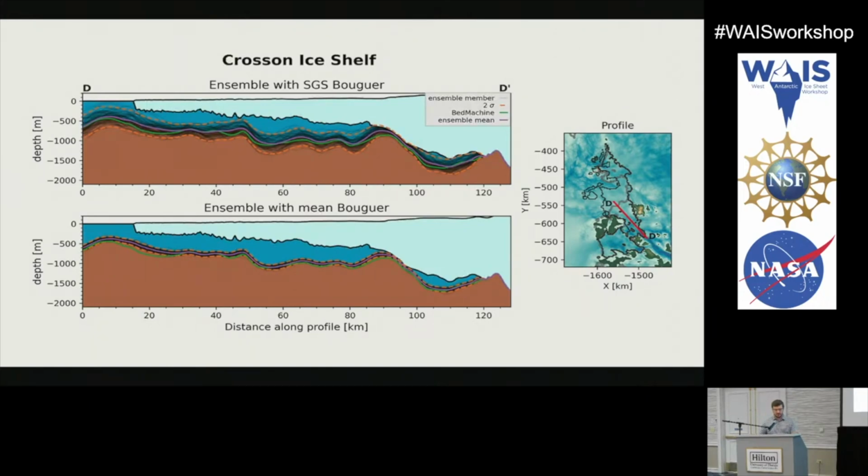But the thing that I really want to leave you with is that, the really important thing here is that now we have a bunch of different bathymetry models, which is sampling the uncertainty of the problem. And the whole point of this is that we can use these different bathymetry models in ice and ocean models to propagate the uncertainty in the bathymetry into basal melt and other processes. So, thank you.